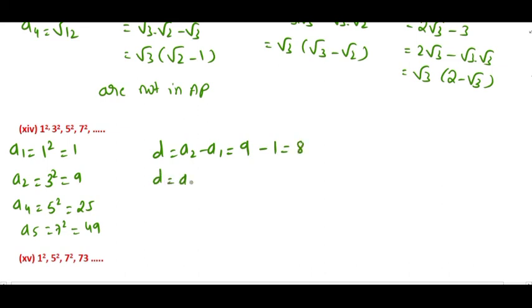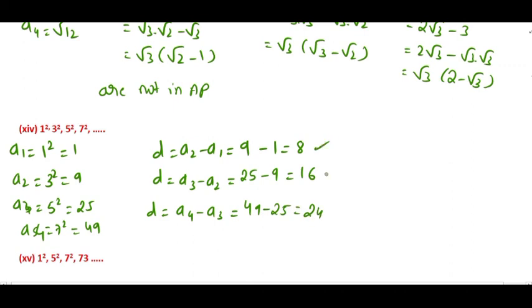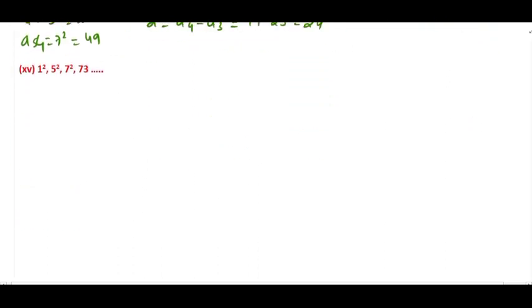d can also be written as a3 minus a2. And see, this is a3, sorry, and this is a4. And what is a3 here? It is 25 minus 9, it is 16. And d can also be written as a4 minus a3. What is a4 here? 49. And what is a3 here? 25. It is 24. See here, in all the cases, d is not constant, therefore the given numbers are not in arithmetic progression. Let us go for the next question here.